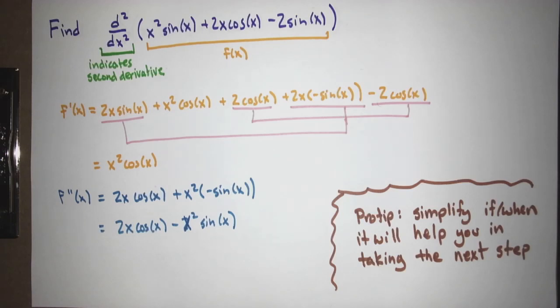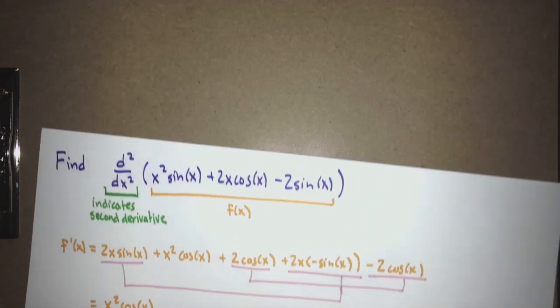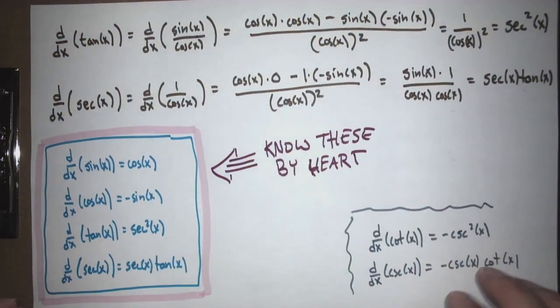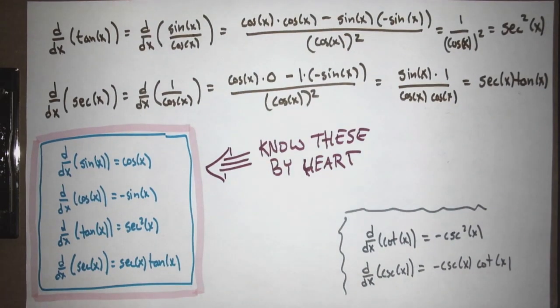Now, we did sine, we did cosine. What other trig functions should we talk about? Secant and tangent. Okay, so I'm not going to say much about that other than we don't have to go back to limits because we know things about secant and tangent. Tangent is sine over cosine. So if I want to take the derivative of tangent, it's the derivative of sine over cosine.